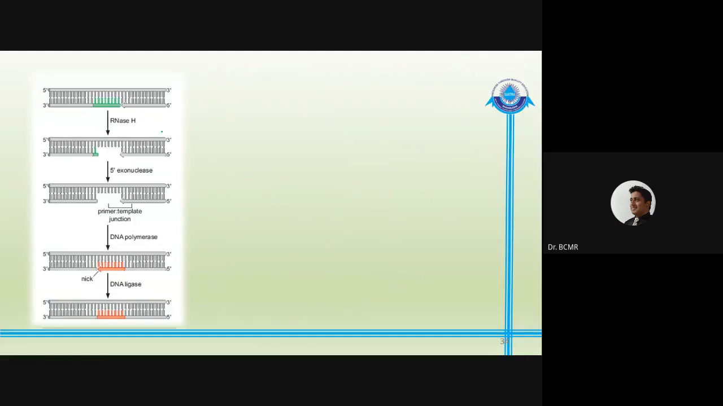So we have an enzyme called RNase H. H stands for hybrid. What is hybrid here? This part of it is DNA, and this part is RNA. So that's the hybrid. RNase. What does the enzyme name say? It degrades RNA. And which RNA? RNA that is present in the hybrid.